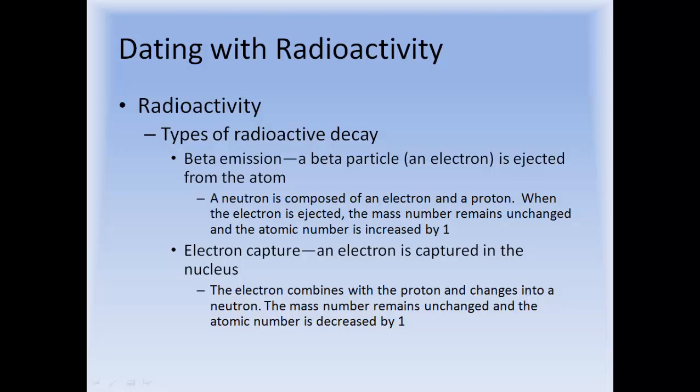Electron capture. An electron is captured in the nucleus. The electron combines with a proton and changes into a neutron. The mass number remains unchanged and the atomic number is decreased by 1.